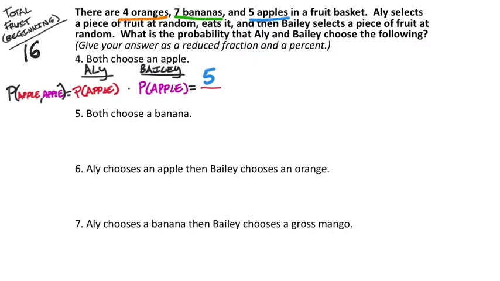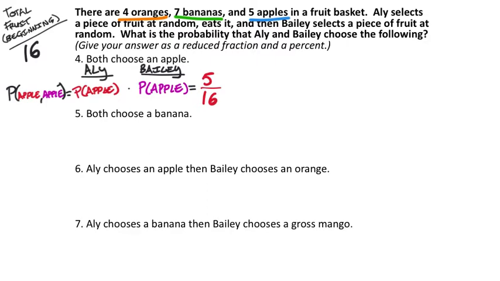Now, of course, you should be thinking, well, if she sticks her hand in there, shouldn't she be able to tell the difference? Yeah, but we're saying it's random, so just kind of play along with me here. I don't know why she's choosing fruit from a basket anyways. But here we go. So for Allie, 5. I'll make that 5 the same color because Allie's choosing it red. So Allie has 5 apples to choose from out of 16 total pieces of fruit.